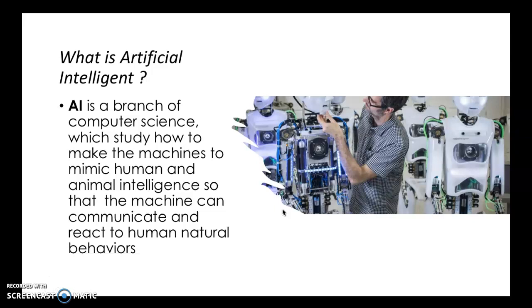Really, it's a branch of computer science that studies how to make machines mimic human behavior, human intelligence, and animal intelligence, so that the machine can communicate and react in natural human behavior and natural language, so they can act like a human. Since they are robots, they can do more work for humans.